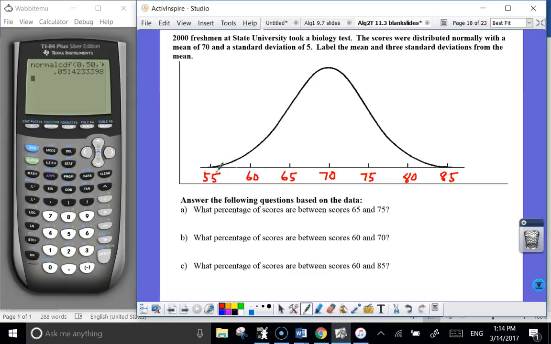Okay, next. What percentage of scores are in between 65 and 70? So between 65 and 70 is actually here. No, at 65 and 75. Well, these are like 65 and 75 are whole standard deviations away from the mean. So we can just do this with the empirical rule. What percent of the data is in between 1 standard deviation to the left and 1 standard deviation to the right? 68%.